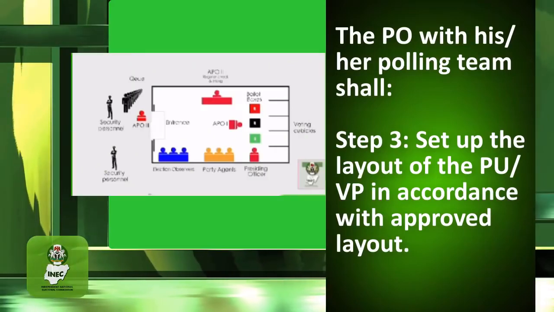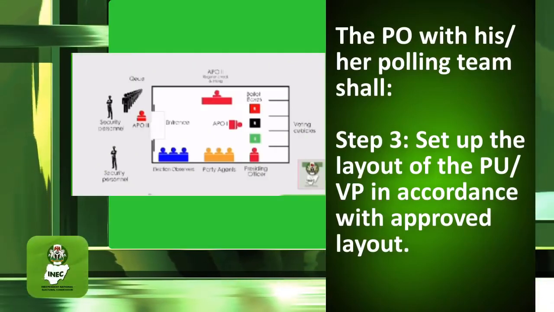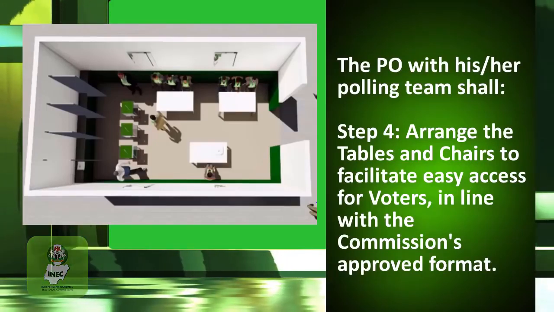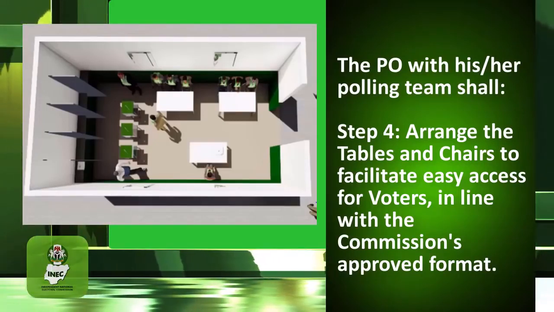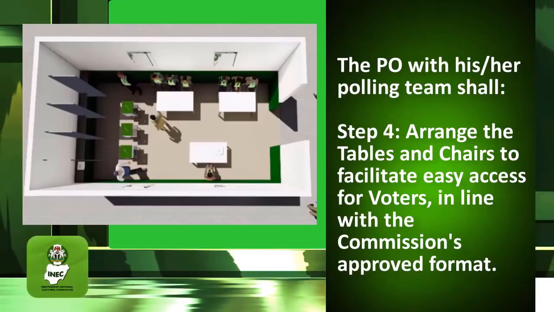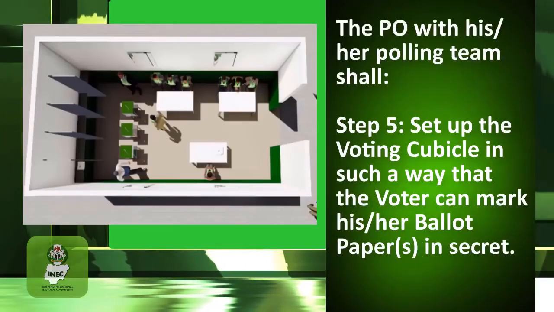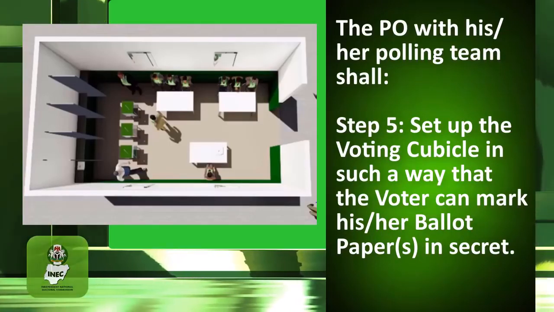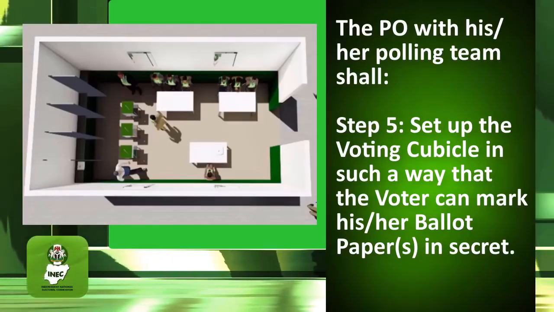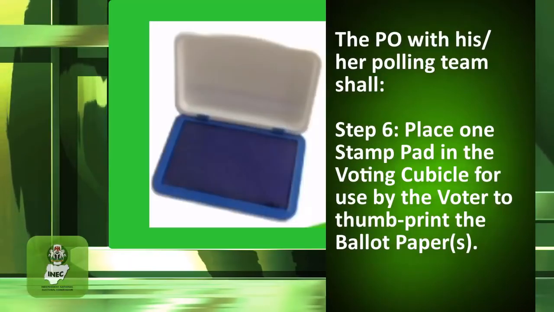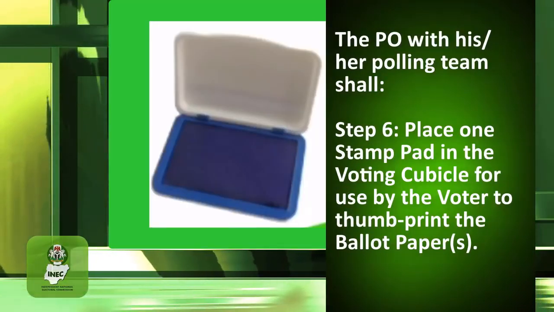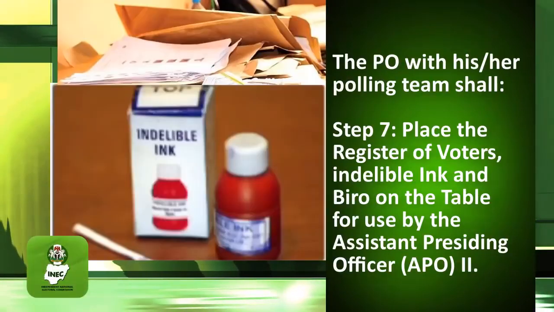Step 3. Set up the layout of the PU or VP in accordance with approved layout. Step 4. Arrange the tables and chairs to facilitate easy access for voters in line with the Commission's approved format. Step 5. Set up the voting cubicle in such a way that the voter can mark his or her ballot papers in secret. Step 6. Place 1 stamp pad in the voting cubicle for use by the voter to thumbprint the ballot papers.